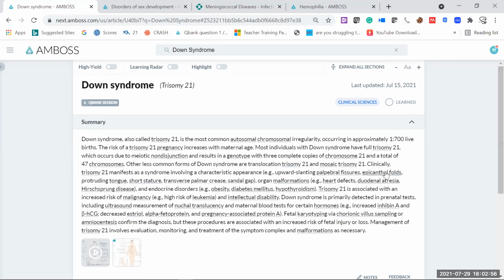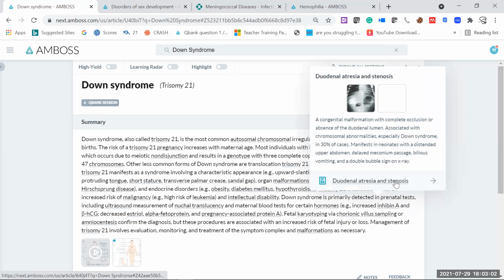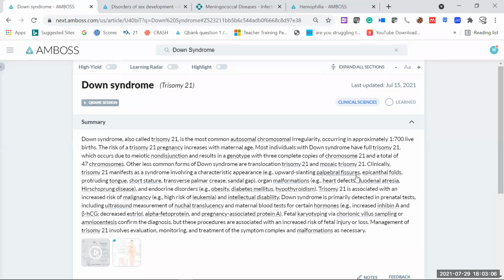So we will see that these babies are clinically going to represent what? They are having upward slanting palpebral fissures. So you can easily diagnose Down syndrome babies just on their presentation. But still they have certain other things like epicanthal folds, protruding tongue, short stature, single palmar crease. You will appreciate in these babies.